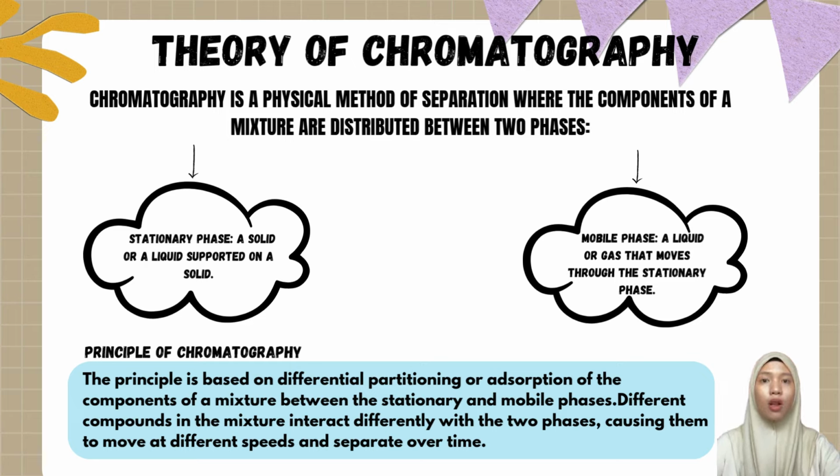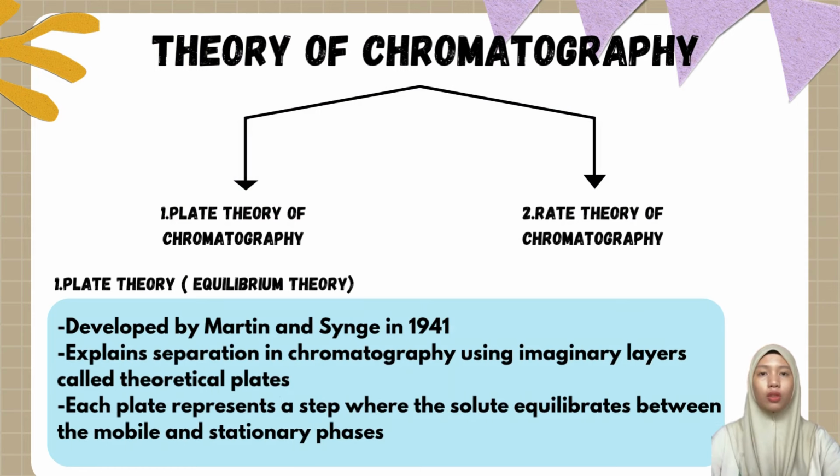Next is the principle of chromatography. The principle behind chromatography lies in the different ways substances interact with these two phases. Some components of the mixture will stick more to the stationary phase, while others prefer to move with the mobile phase. Because of these different interactions, the components travel at different speeds, and this is what causes them to separate over time.